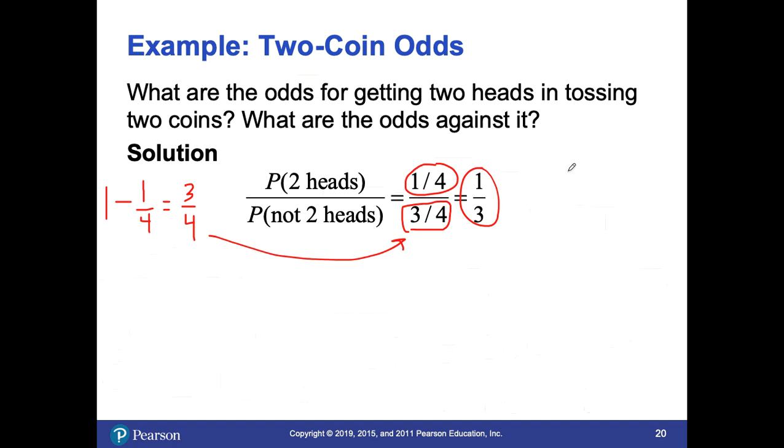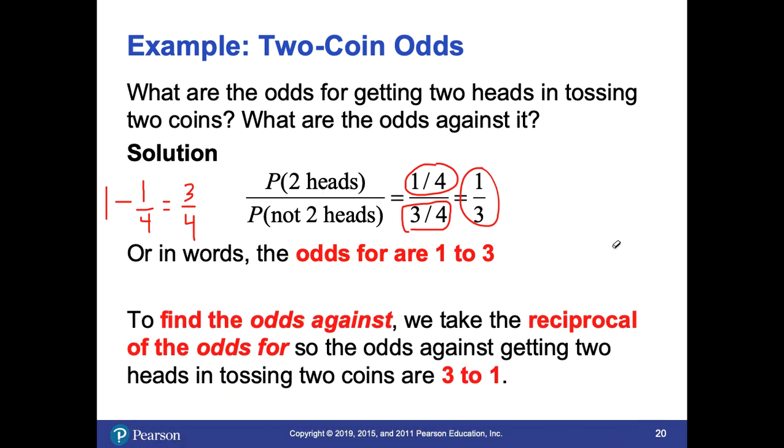Now, what are the odds against it? Well, what's really nice is that the odds in favor are 1 to 3. So for the odds against, all you simply have to do is take the reciprocal. You just flip this fraction, and in this case the odds against would be 3 to 1. So that means if someone tells you at Vegas, hey, the odds on for flipping 2 coins are 3 to 1, that actually means it's working against you.